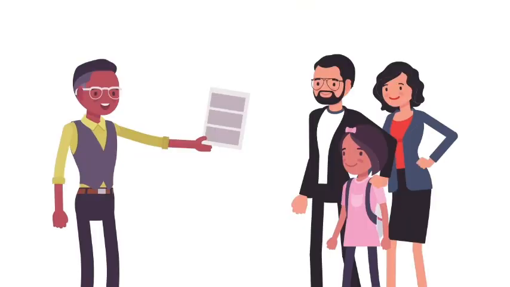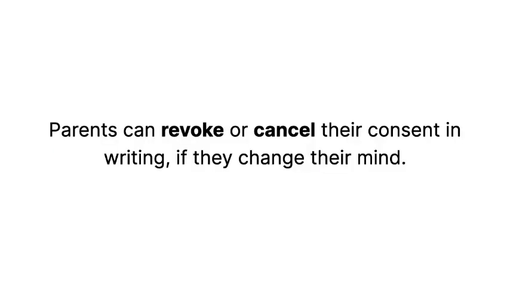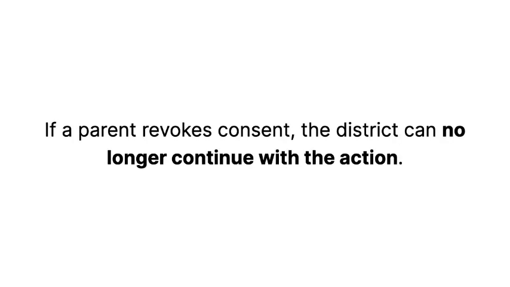Typically, districts will provide a consent form to parents that has space for parents to acknowledge what is being proposed and provide a signature to show their agreement with the action. The third piece of the definition of consent is ensuring parents understand that they can revoke or cancel their consent in writing if they change their mind. If a parent revokes consent, this means that the district can no longer continue with the action.